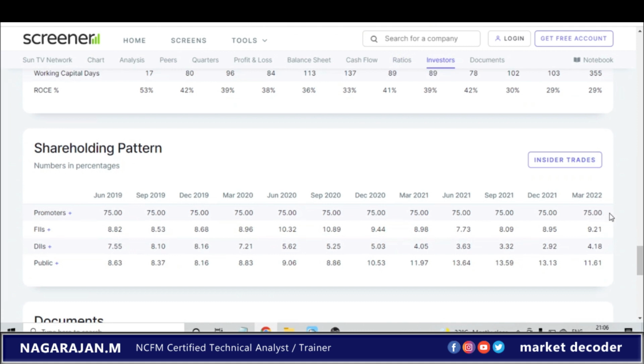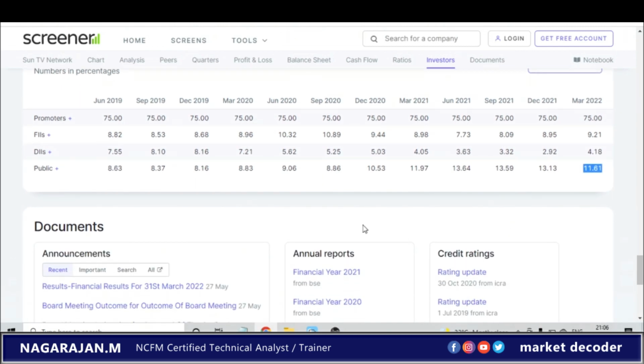Shareholding pattern, if you look, promoters have been consistently holding 75%, and most importantly FIIs have increased their stake in the stock, and DIIs have increased their stake in this company. Only the public has reduced their stake, but DIIs, promoters and FIIs are stable, and they keep on increasing the stake. So definitely this is going to be a very good pick fundamentally as well as technically.